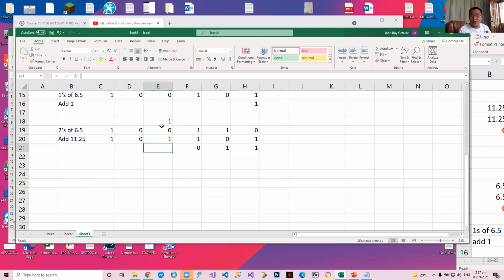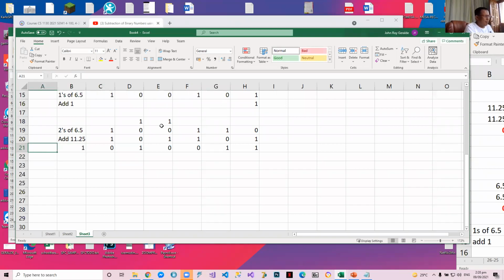Now, 1 plus 1 plus 1, that's 1, carry 1, no? 1 plus 1, that's 0, carry 1. Okay? You follow? 1 plus 1 plus 1 is 1, carry 1. 1 plus 0 plus 1 is 0, carry 1. So this is 0, carry 1. Okay? 1 plus 0 plus 0 is a 1. 1 plus 1 is a 0, carry 1. Do you follow?